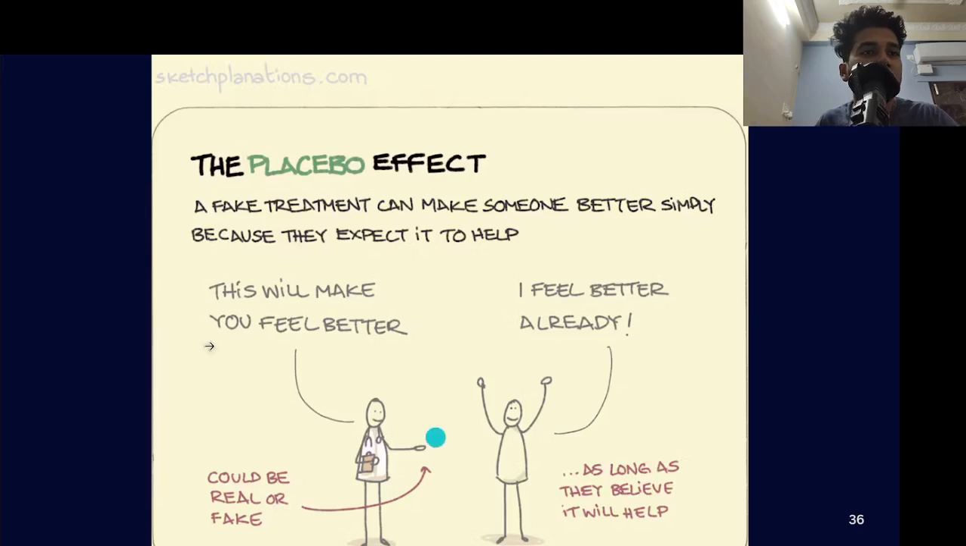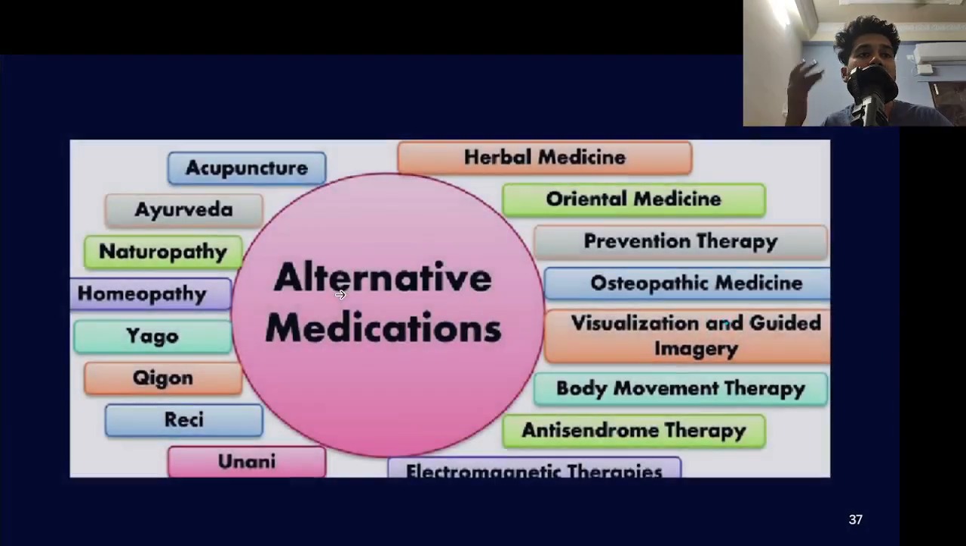make them better. For example, we have these two little gentlemen over here, and Mr. Doctor is giving this thing to his patient. He's saying, this will make you feel better, and the medication that he's giving could be real or fake, and the patient takes it, and the patient is like, I feel better already, and this is because he believes that it will make him feel better.